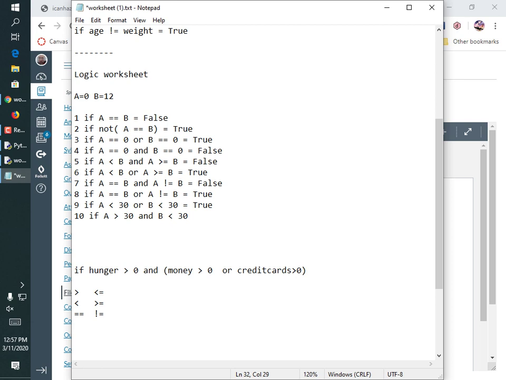All righty, how about A greater than 30 and B less than 30? False. Definitely false. Because although it's true that B is less than 30, it's not true that A is greater than 30, and and means both of them had to be true.